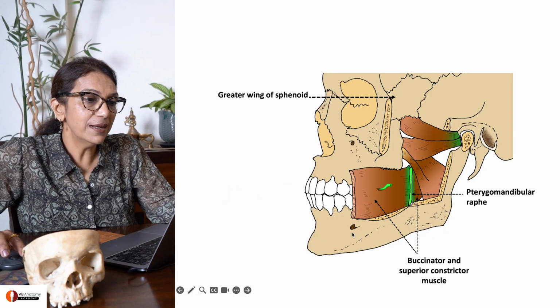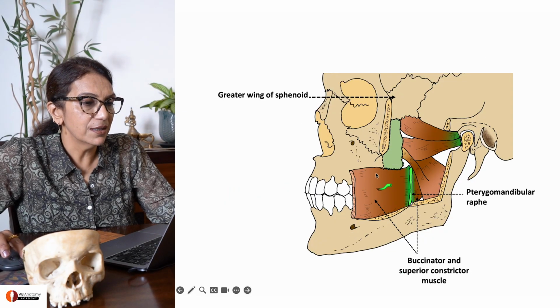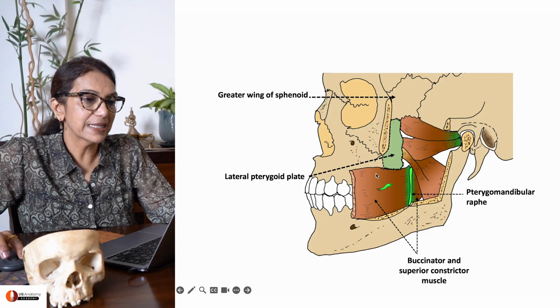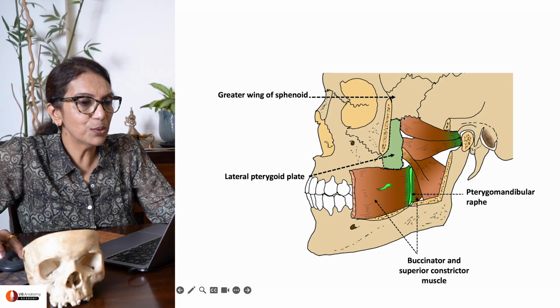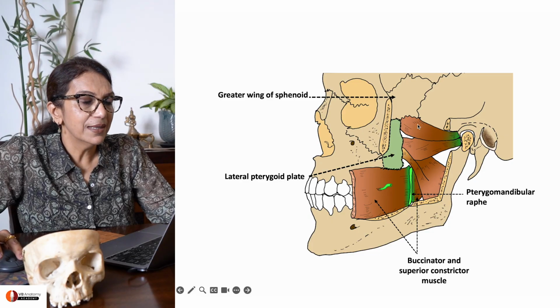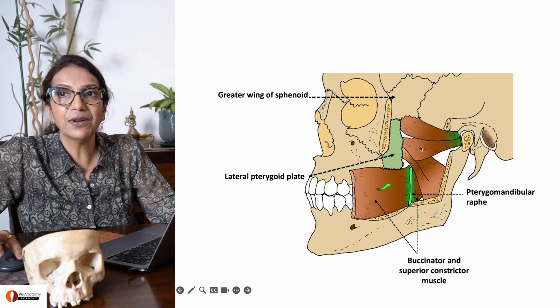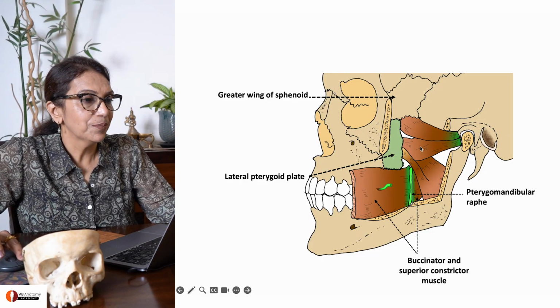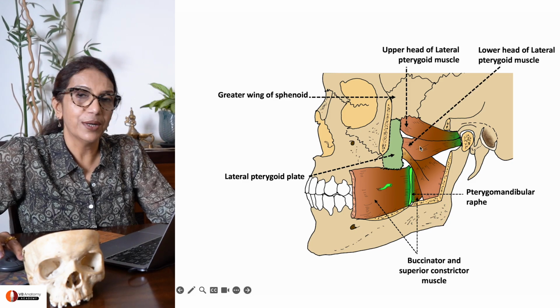So, this is the upper head of lateral pterygoid muscle. Where is the lower head? The lower head is attached here to the lateral pterygoid plate. Upper head goes to the infratemporal surface. Lower head gets attached to the lateral pterygoid plate. These are the two heads of the lateral pterygoid muscle. Got it? Upper head, lower head.